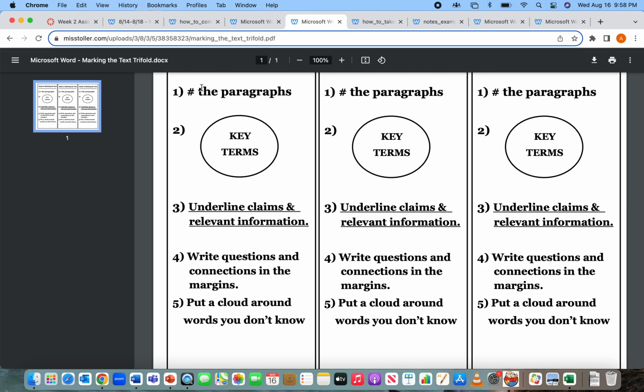So the first one would be to number the paragraphs. The second would be to circle key terms. This just means things that you think stand out or words that you think people should know. The third would be to underline claims and relevant information. The fourth would be to write down questions and connections in the margins. And the fifth one would be to put a cloud around words you don't know. This one here is optional.